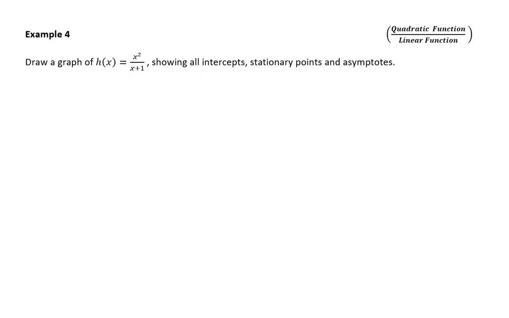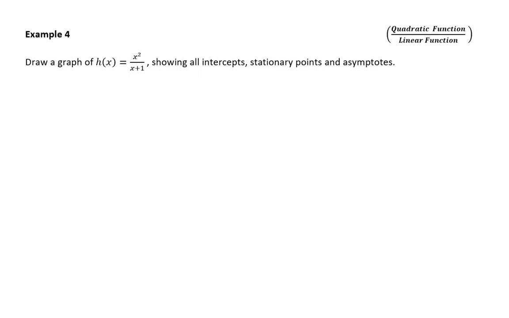These next three examples are all going to be quadratic functions over linear functions. Now the example we did in example 3 basically became a straight line with a removable discontinuity, which is a bit boring. So examples 4, 5 and 6 will hopefully get a little bit more interesting for us. Okay, let's have a look at the first one. Draw the graph of h of x, which equals x squared over x plus 1.